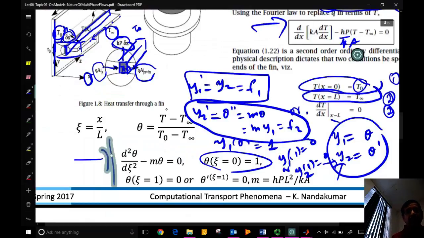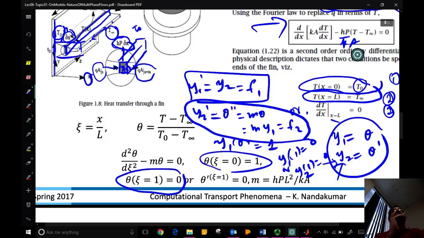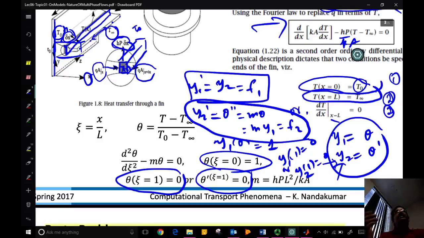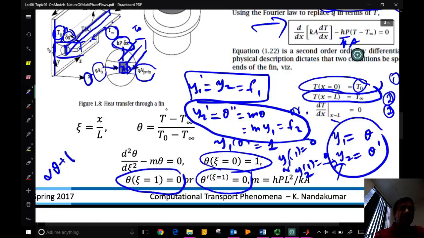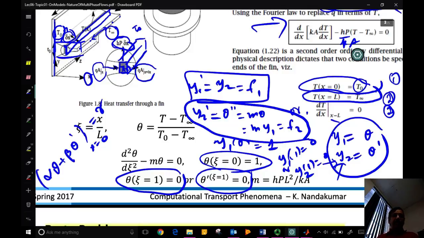So in this case, let's just see some terminologies. When you have a value specified like this, it's called the Dirichlet boundary condition. Okay? When you have the derivative specified like this, it's called the Neumann boundary condition. When you have a combination of this, it's called the Robin boundary condition. So you can have, for example, alpha times theta plus beta times theta prime, all evaluated at x equal to 0, is some constant, gamma. Gamma can be 0. Okay? So in this case, if gamma is 0 and beta is 0, alpha is 1, you get your original Dirichlet boundary condition. If gamma is 0 and alpha is 0, beta is 1, you get the second boundary condition.